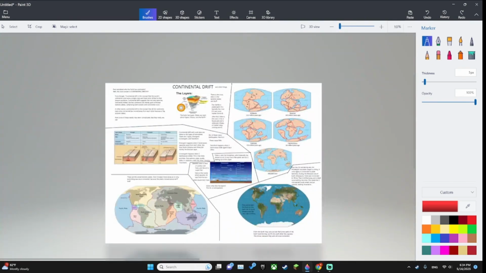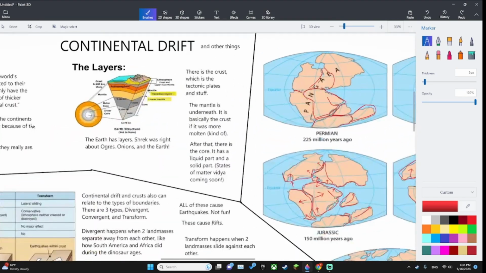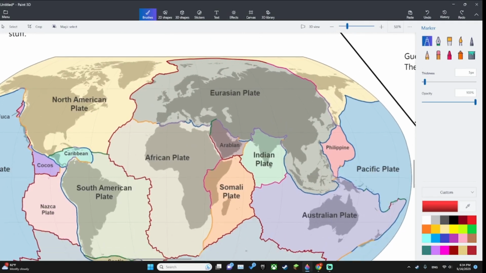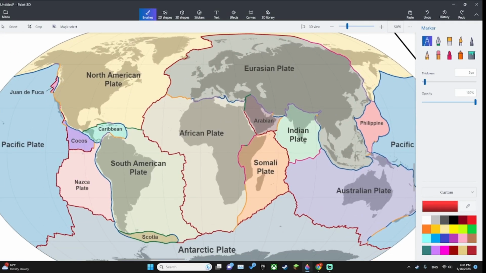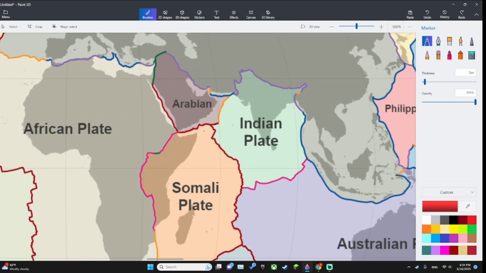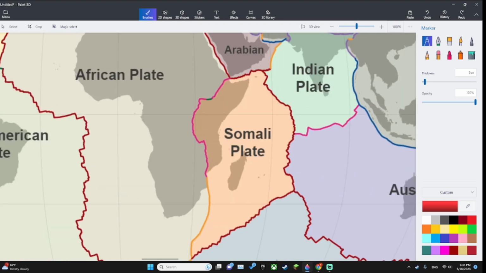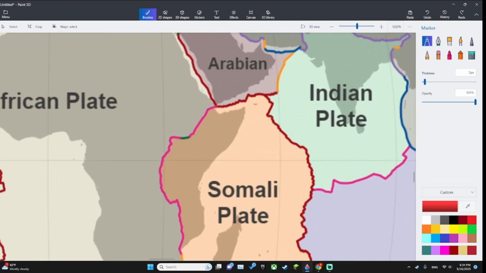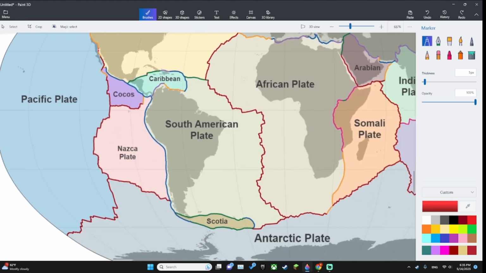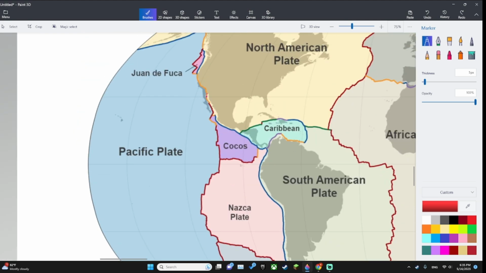Now, why are these moving? Because layers. We'll get to the layers after this, but these are the actual tectonic plates. You can see the Indian plate. This is the Himalayas. Arabian plate. The Somali plate. This thing is probably going to go away from Africa. I feel like it will. South American plate. There are small plates that really don't matter.